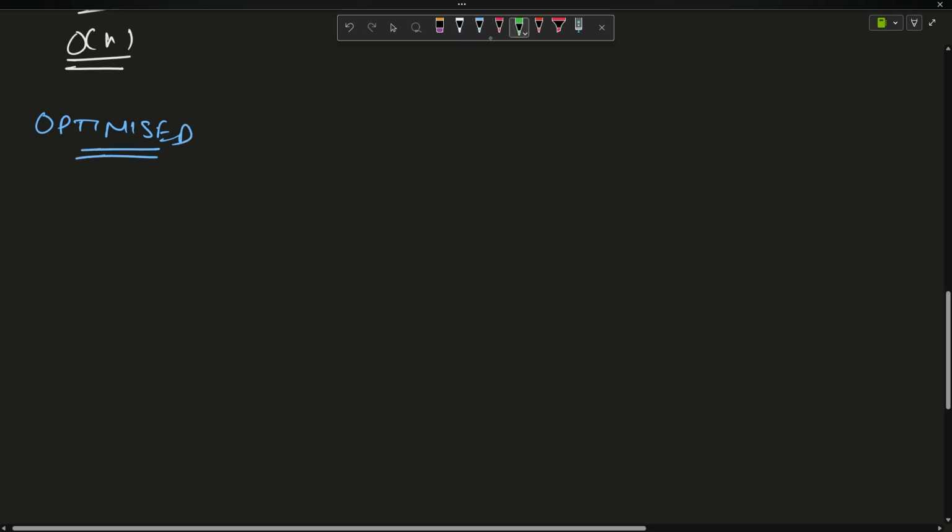Again, let me draw the matrix. 0 1 0 0 0 0 0 1 0, right? This was the matrix. Now, the problem I am going to face, I am going to try to write down a two-pointer approach.